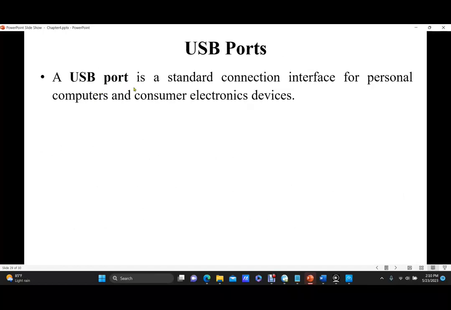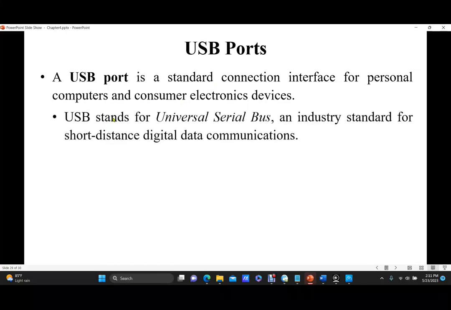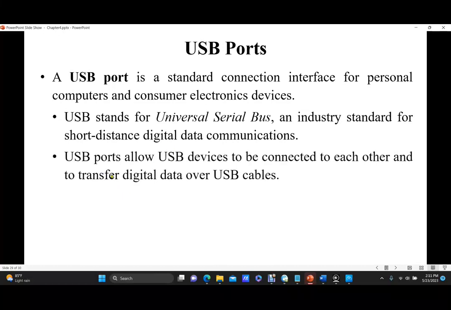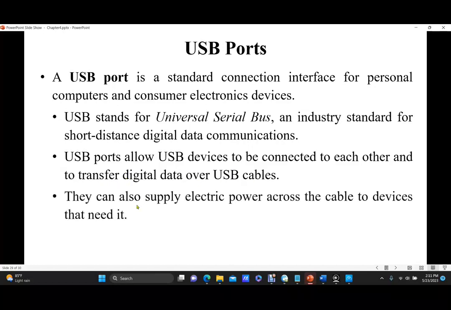A USB port is a standard connection for interfacing personal computers and consumer electronic devices. USB stands for Universal Serial Bus, an industry standard for short-distance digital data communications. USB ports allow USB devices to be connected to each other and to transfer digital data over USB cables. They can also supply electric power across the cable to devices that need it.